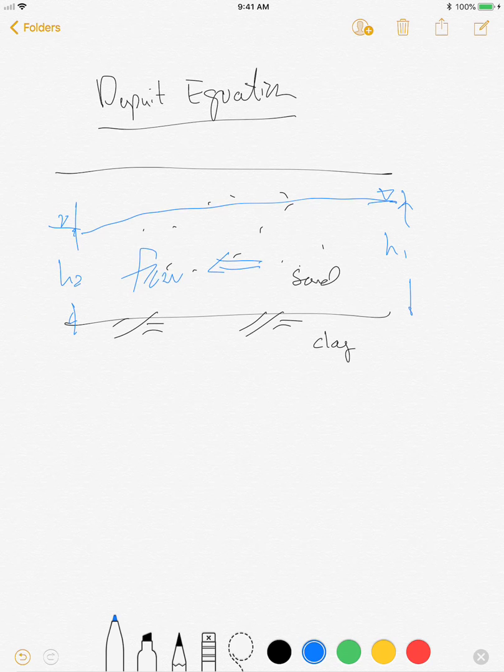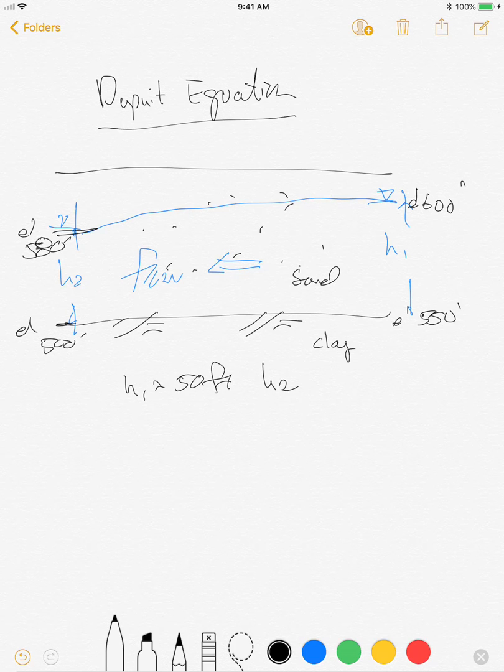Okay, and so we're going to make this a little bit more complicated. We're going to say that this is elevation 550, and this is going to be elevation 600 feet. So here we're at 500 as well, right here. And then this over here, this is going to be elevation 580. Okay, so in this case, our H1 is going to be 50 feet, and H2 is going to be 30 feet.